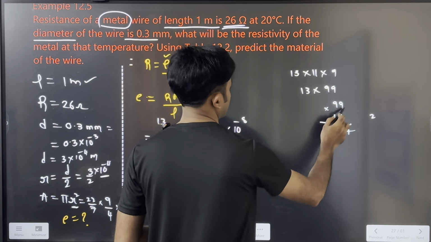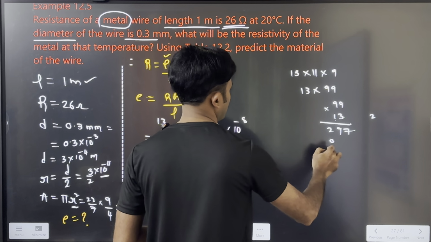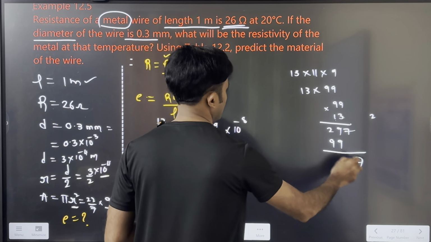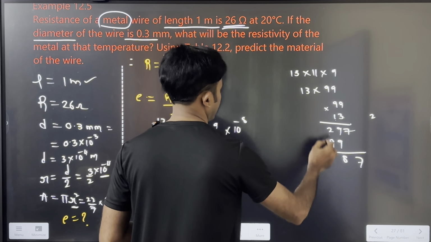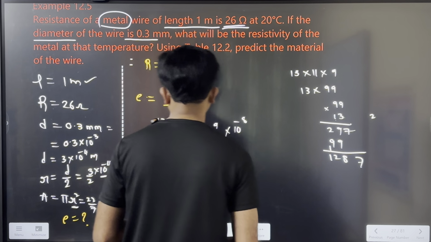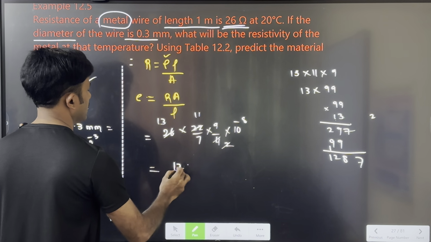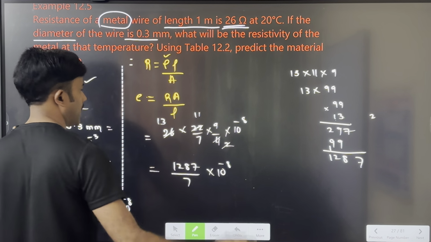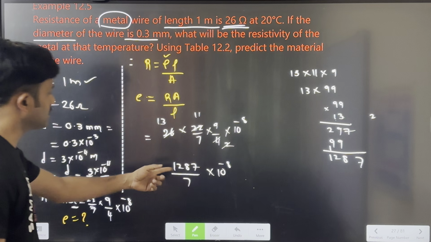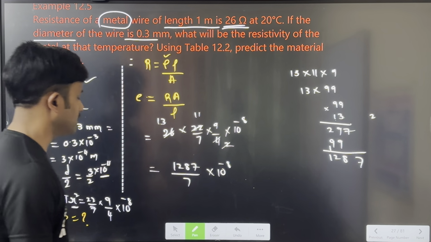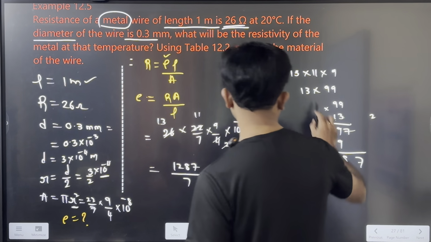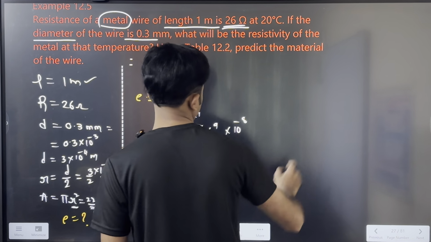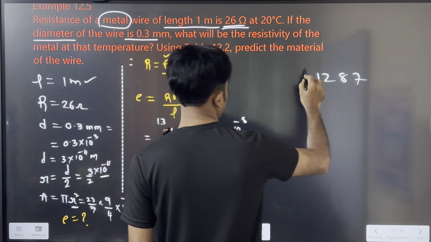So similarly, 99 into 1 is 99. 9 plus 9, 18. So we get 1287, 1287 by 7 into 10 power minus 8. Now you just divide by 7. How much will you get? Just check the answer here. I am doing here 1287 by 7.